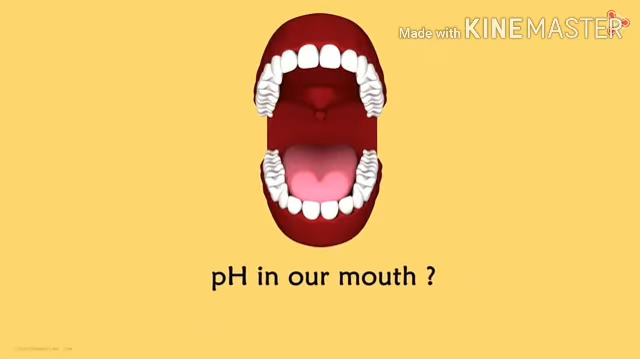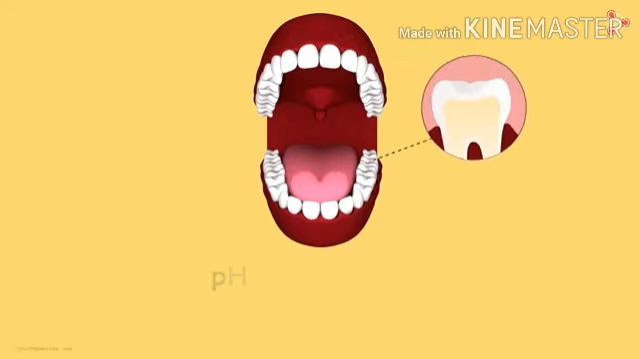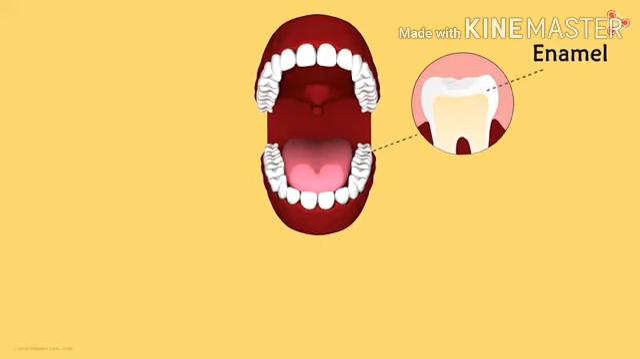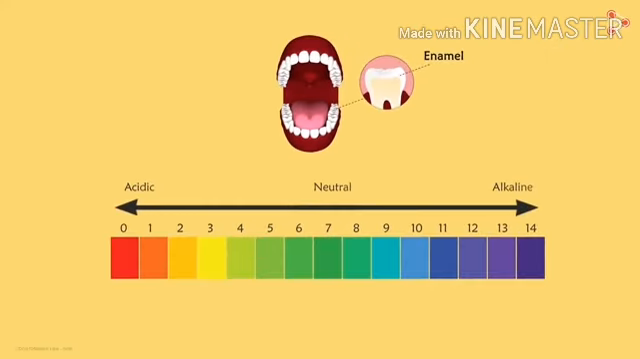The next application of pH in our daily life is our mouth. Our tooth is made up of enamel, right? What is this enamel? Enamel is made up of calcium hydroxyapatite. It is the hardest substance in our body. Normally the pH in the mouth should be around 5.5. If it comes below 5.5, our tooth will start to decay.